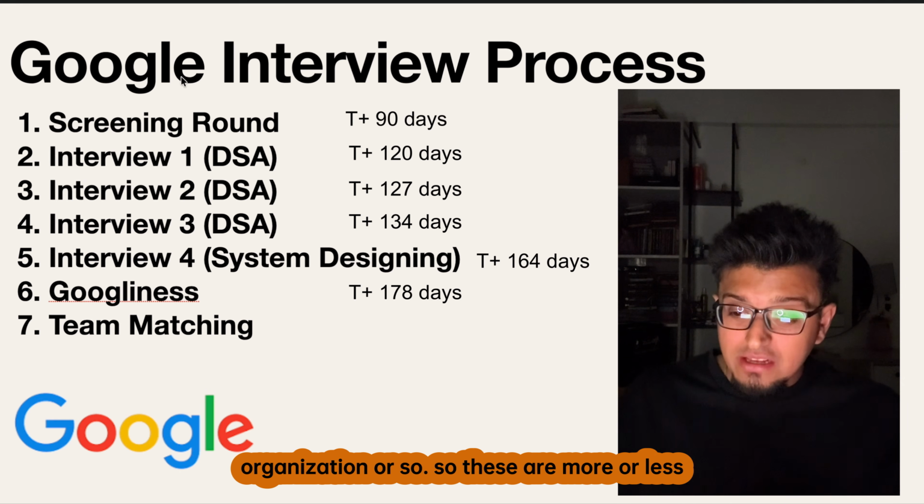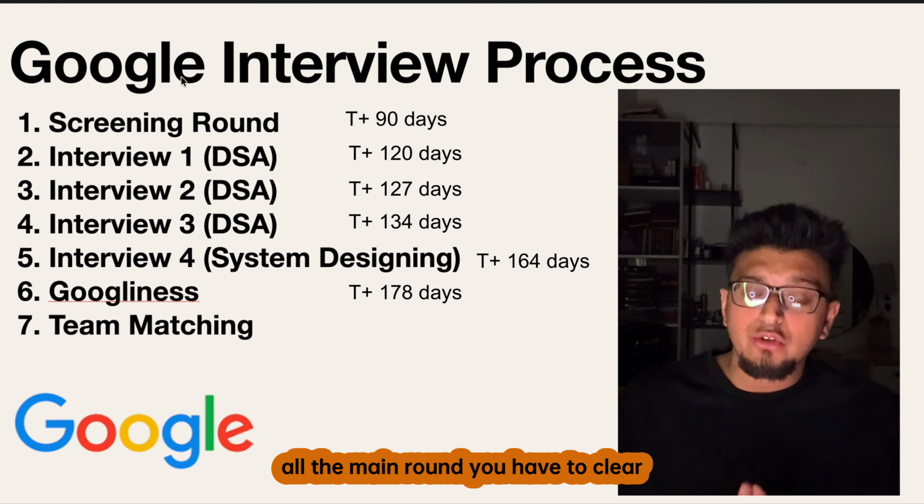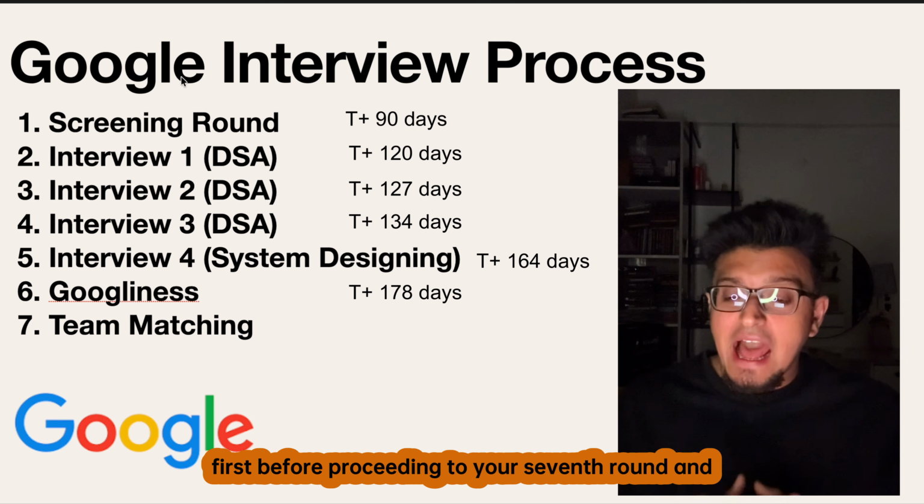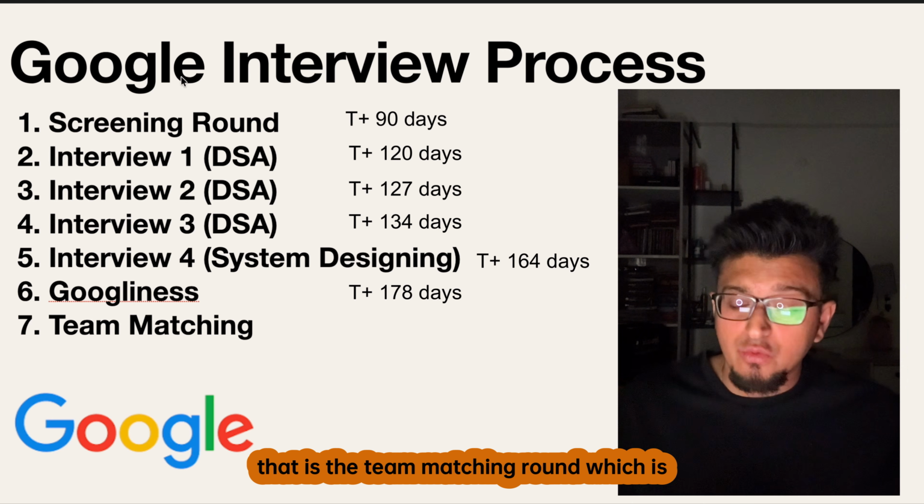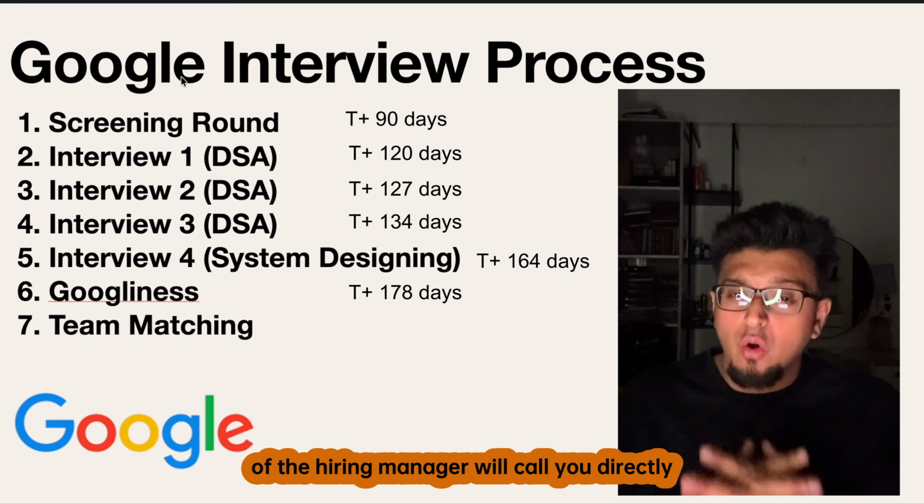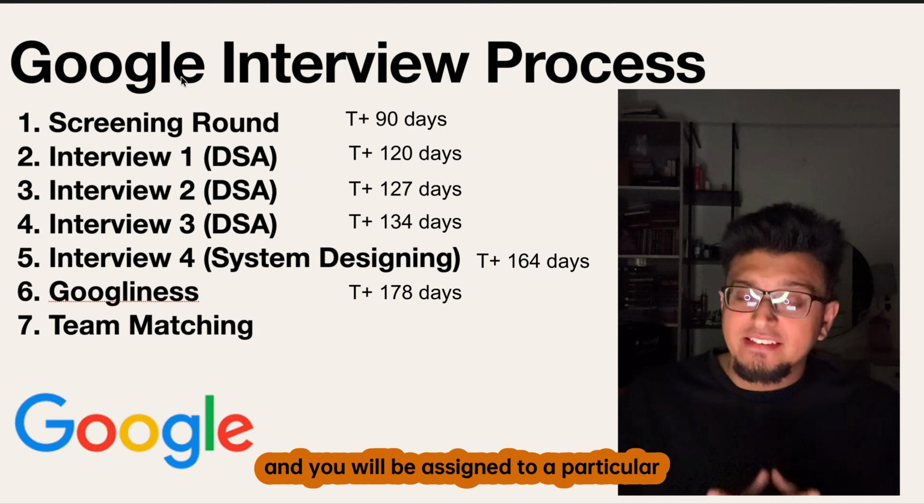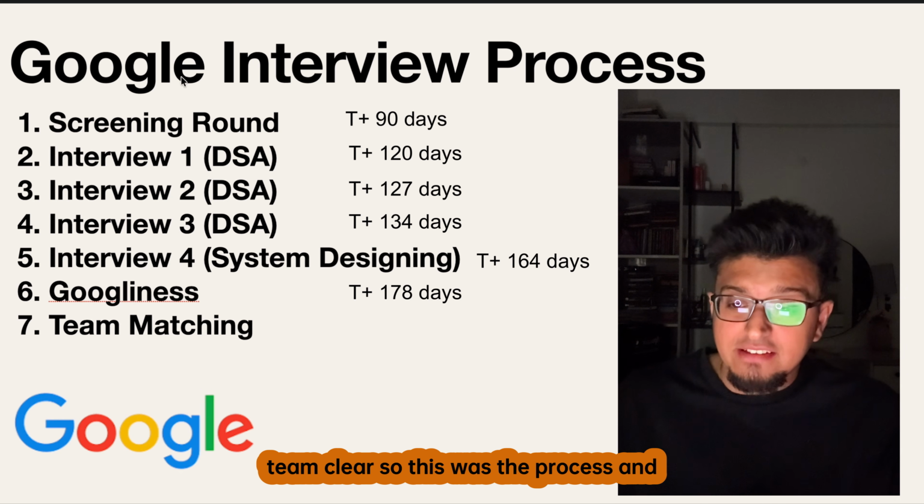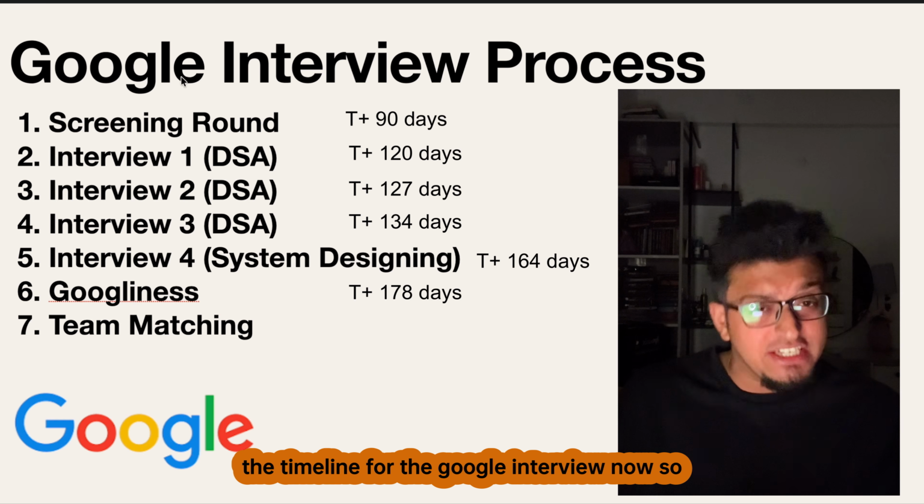So these are more or less all the main rounds you have to clear before proceeding to your seventh round, and that is the team matching round, which is more or less the last round where some hiring manager will call you directly and you will be assigned to a particular team. Clear? So this was the process and the timeline for the Google interview rounds.